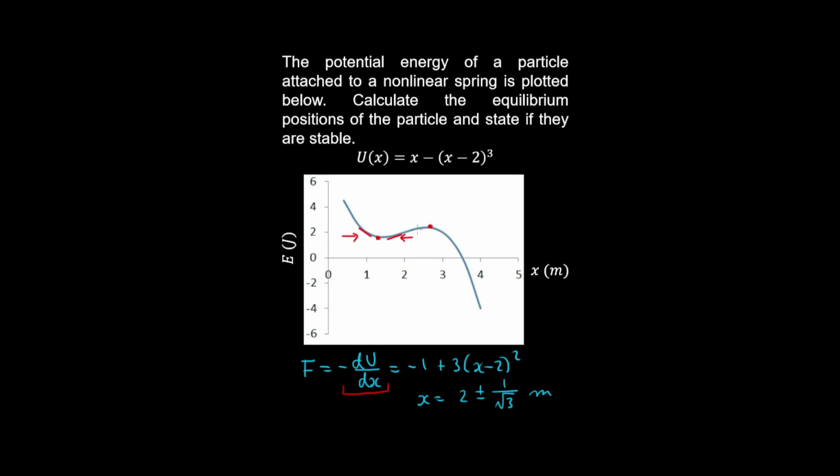Now at this point, on the other hand, the slope of the tangent to the curve is positive here, so the force points in a negative direction. And over here, the slope of the tangent to the curve is negative, so the force points in the positive direction. So this here is an unstable point of equilibrium, because the force is pulling the particle away from the equilibrium point.